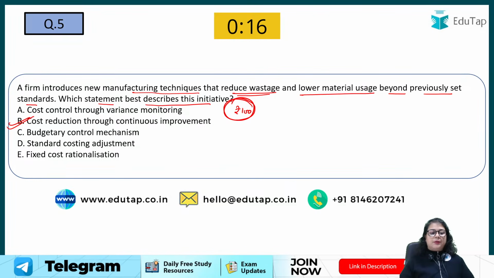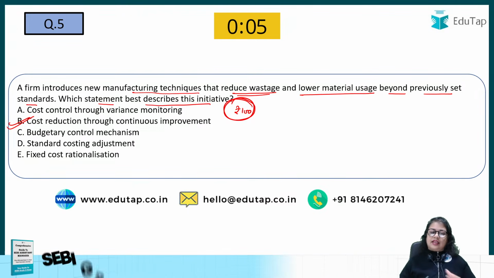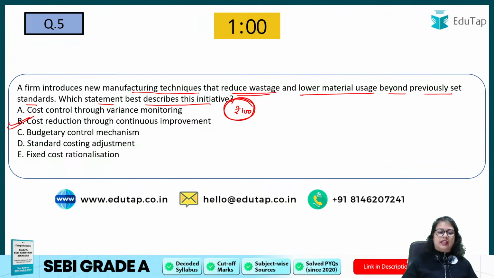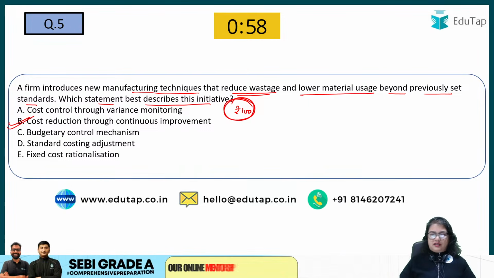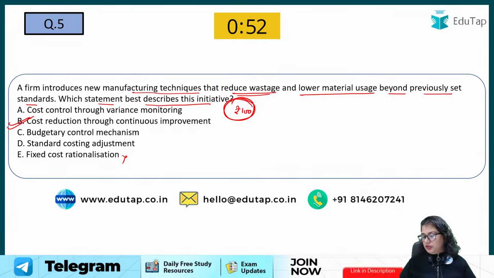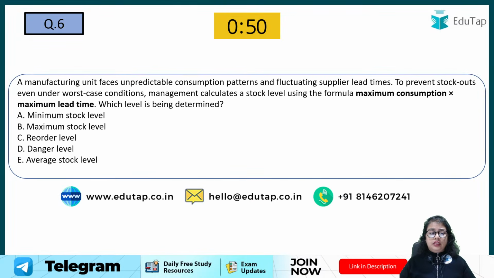Okay, then budgetary control mechanism, again this states that okay, there is a set budget and you have to make your cost according to those budgets, है ना? Then standard costing adjustment भी नहीं है because A and D are related, because standard cost से तो हम और भी नीचे जा रहे हैं. Then of course fixed cost rationalization, we are not changing the fixed cost here, so this is also incorrect. So the answer is B, cost reduction through continuous improvement. Okay, next. Question number 6.